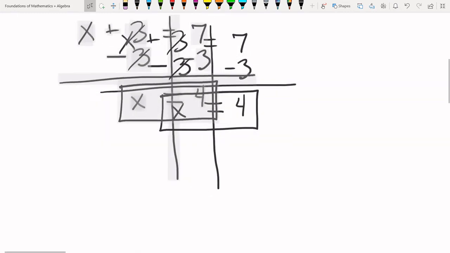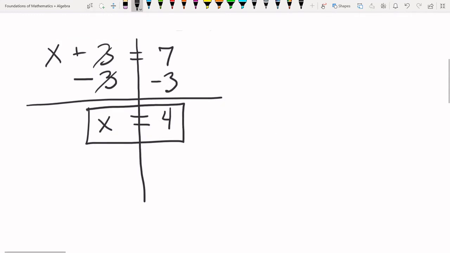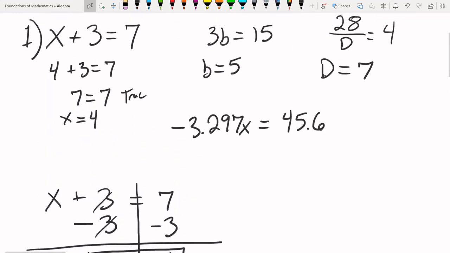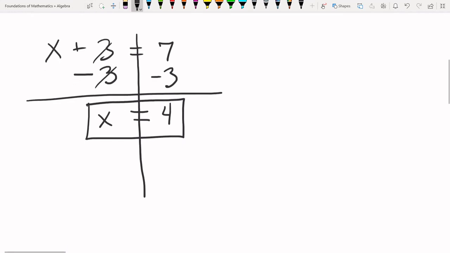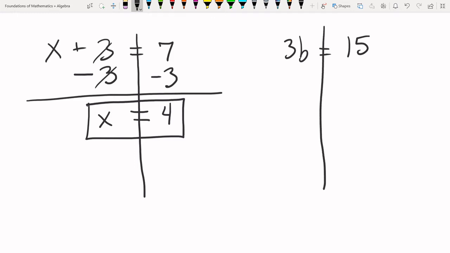Let's look at the next one, which was 3b equals 15. Three is multiplying b here, so to get rid of it, we're going to divide by 3. Whatever you do to one side, you do the other side. And 3 divided by 3 is 1. 1 times b is just b. So it gets b by itself. In other words, they cancel.